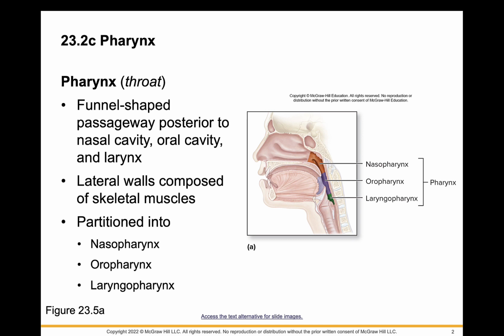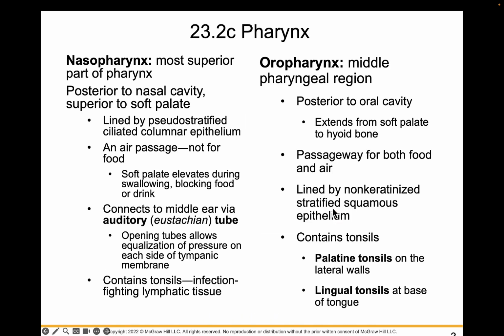The pharynx is a funnel-shaped passageway. It can be found posterior to the nasal cavity, oral cavity, and the larynx, and we can see that here. The lateral walls are actually composed of skeletal muscle, and the three regions are subdivided based on their location: the nasopharynx, the oropharynx, and the laryngopharynx.